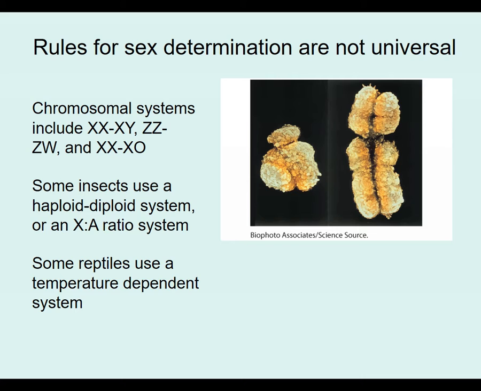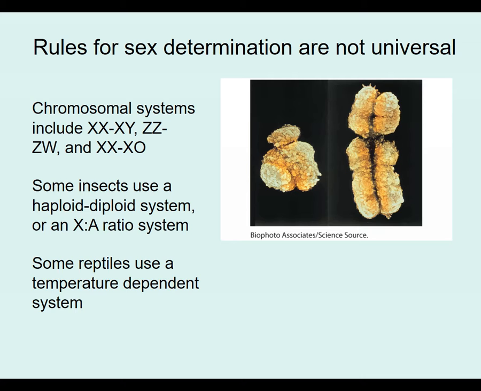But there are insects that use a haplodiplo system, where the males grow from an unfertilized egg and they're completely haploid, and a female will only grow from a fertilized egg. So that's a haplodiplo or haploid-diploid system. We are going to look at the X:A ratio system found in Drosophila, since it's one of your model organisms in this course. And then reptiles, actually reptiles are all over the map.